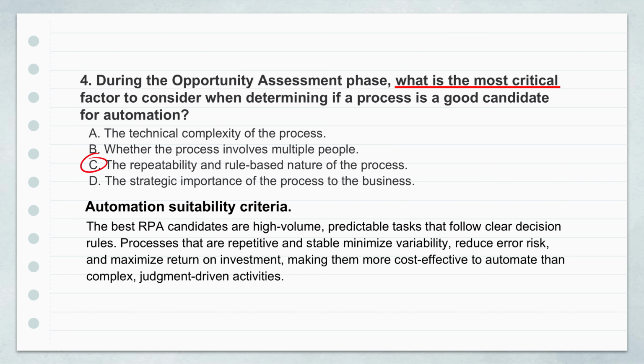Automation thrives on stable, predictable rules. If those rules are fuzzy or always changing, the bot's just going to fail constantly. That makes total sense when you put it like that. We're building machines to follow instructions precisely, not really to improvise.